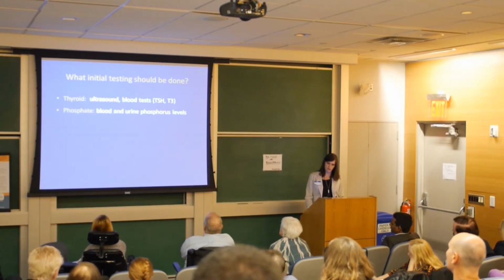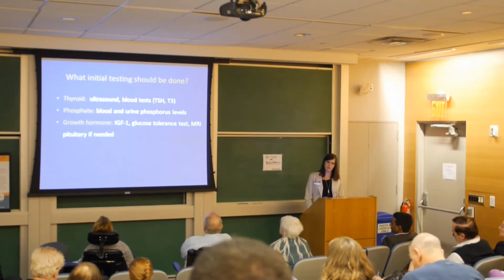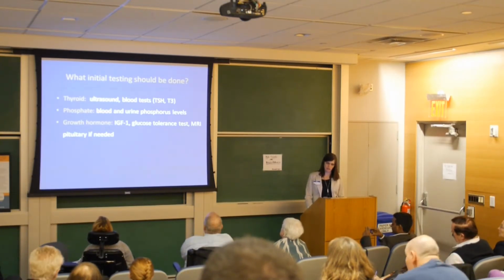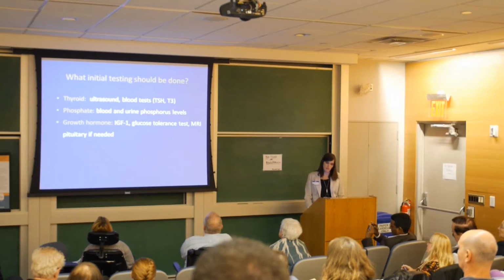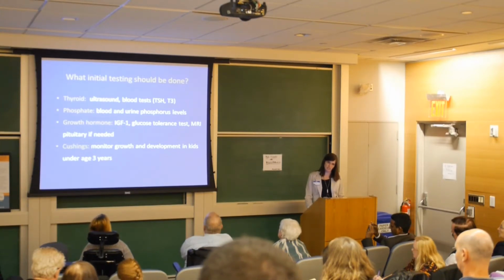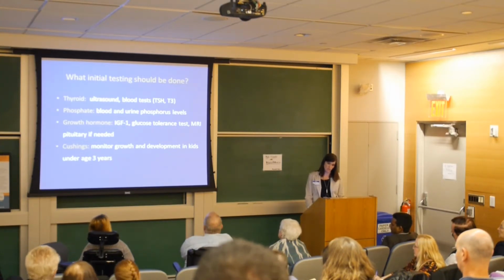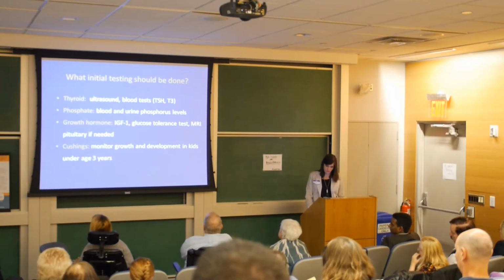For phosphate wasting, you need to look at both blood and urine phosphorus levels. Growth hormone can be evaluated with an IGF-1, a blood level. If this is abnormal, there are other tests that need to be done, including a glucose tolerance test as a confirmatory test, and if needed, an MRI of the pituitary. Cushing's, I didn't spend a lot of time on because it's a very rare complication. It occurs only in kids under age 3 years. We don't recommend routine lab screening for this. It's just a matter of monitoring patients clinically and seeing how they're growing.